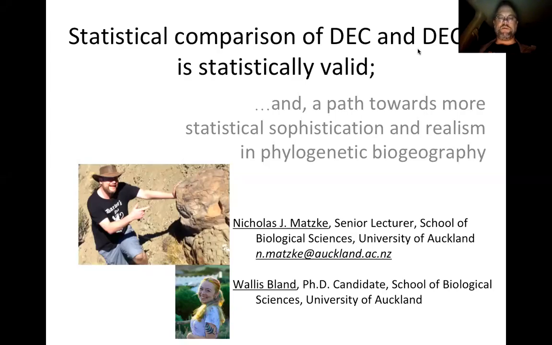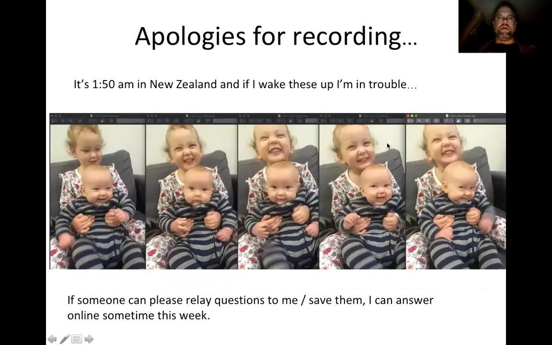I'm co-authoring this talk with my PhD student, Wallis Bland. Although all complaints should be directed to me, I'm mostly responsible for the argument here. This talk is entitled A Statistical Comparison of DEC and DEC+J is Statistically Valid. And I'll say a little bit at the end about a path towards more statistical sophistication and realism in phylogenetic biogeography.